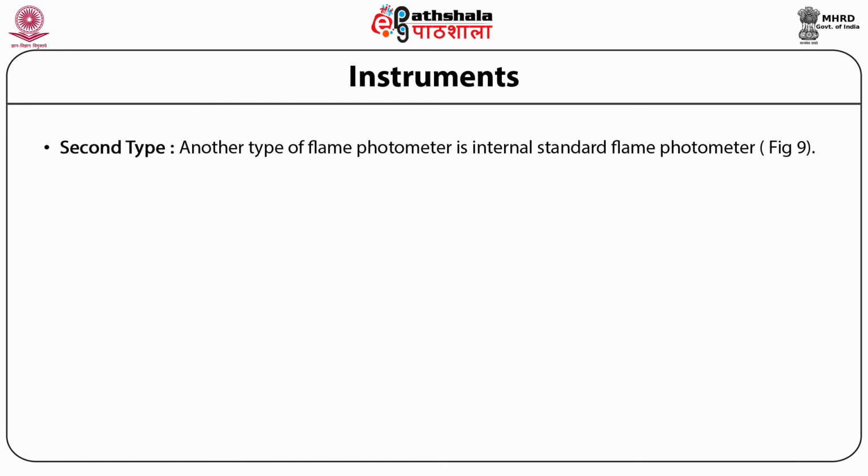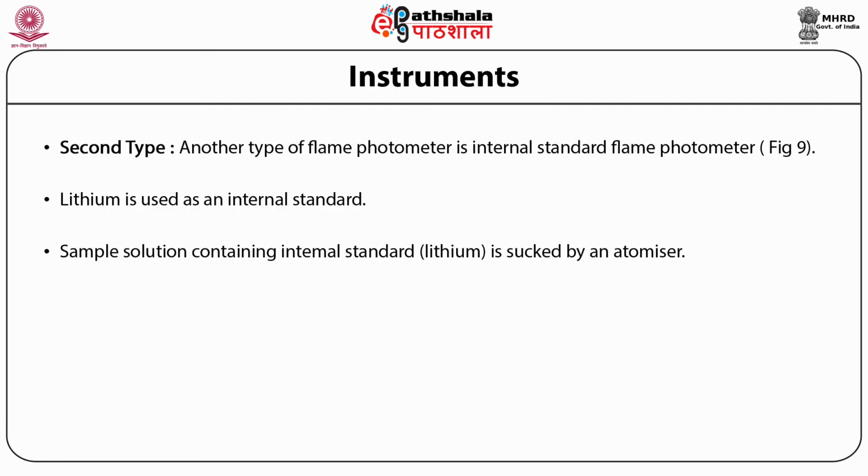The second type of instrument is the internal standard flame photometer. In an internal standard flame photometer, lithium is used as an internal standard and an equal concentration is added to the standard and sample solution. The sample solution containing internal standard lithium is sucked by an atomizer operated by one of the flame producing gases and as a fine spray is fed into the flame.